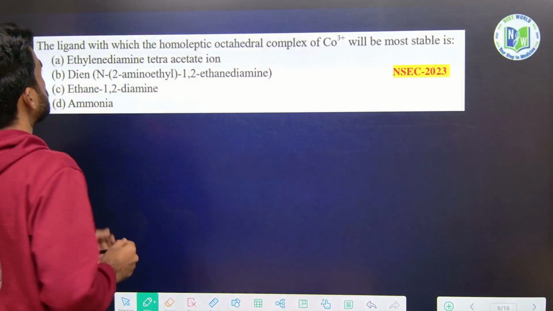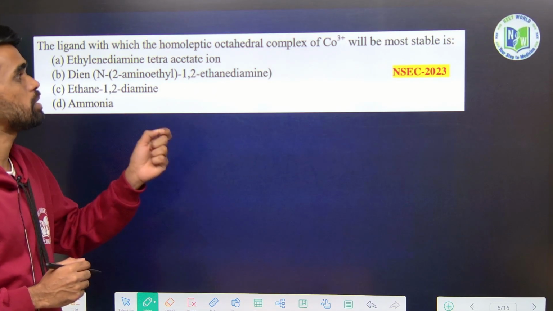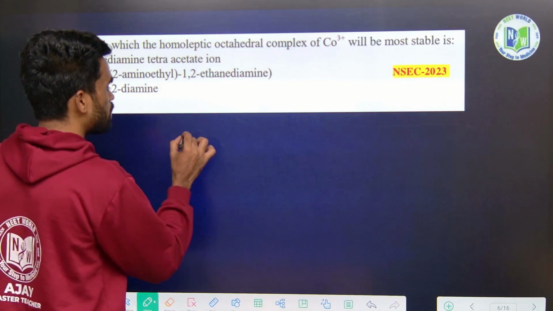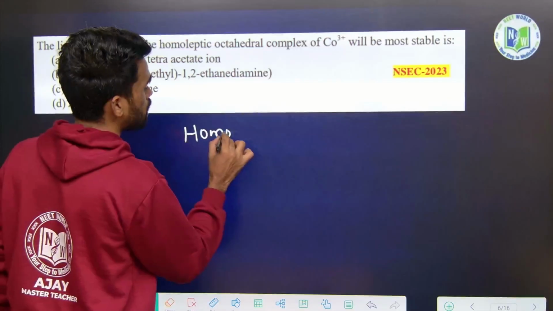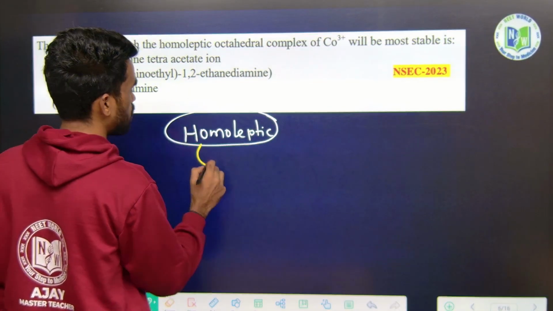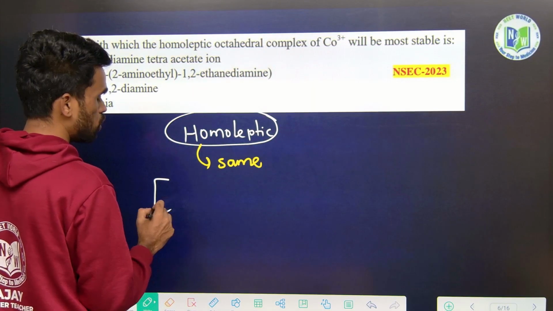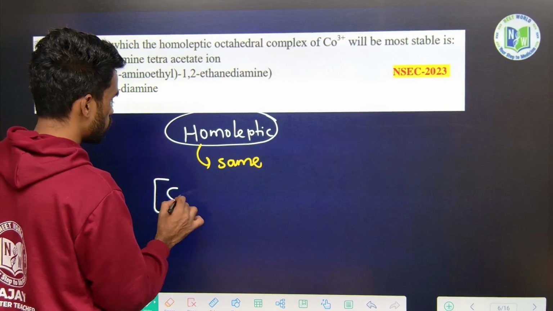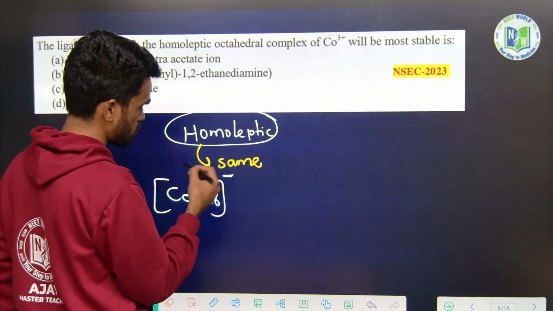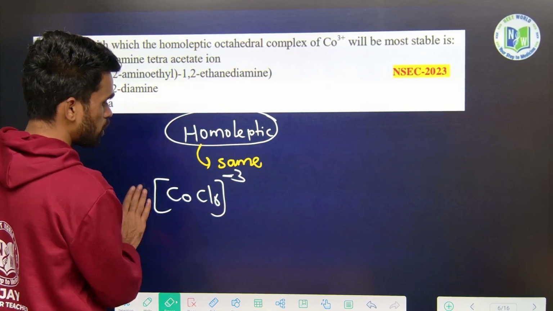The ligand with which the homoleptic octahedral complex of cobalt plus 3 will be most stable? So what do we mean by homoleptic first? Homoleptic means all the ligands present in that particular complex should be the same. Something like a homoleptic cobalt chloride complex, which should contain CoCl6, and as per that it should contain some charge, then we can consider it as a homoleptic complex.